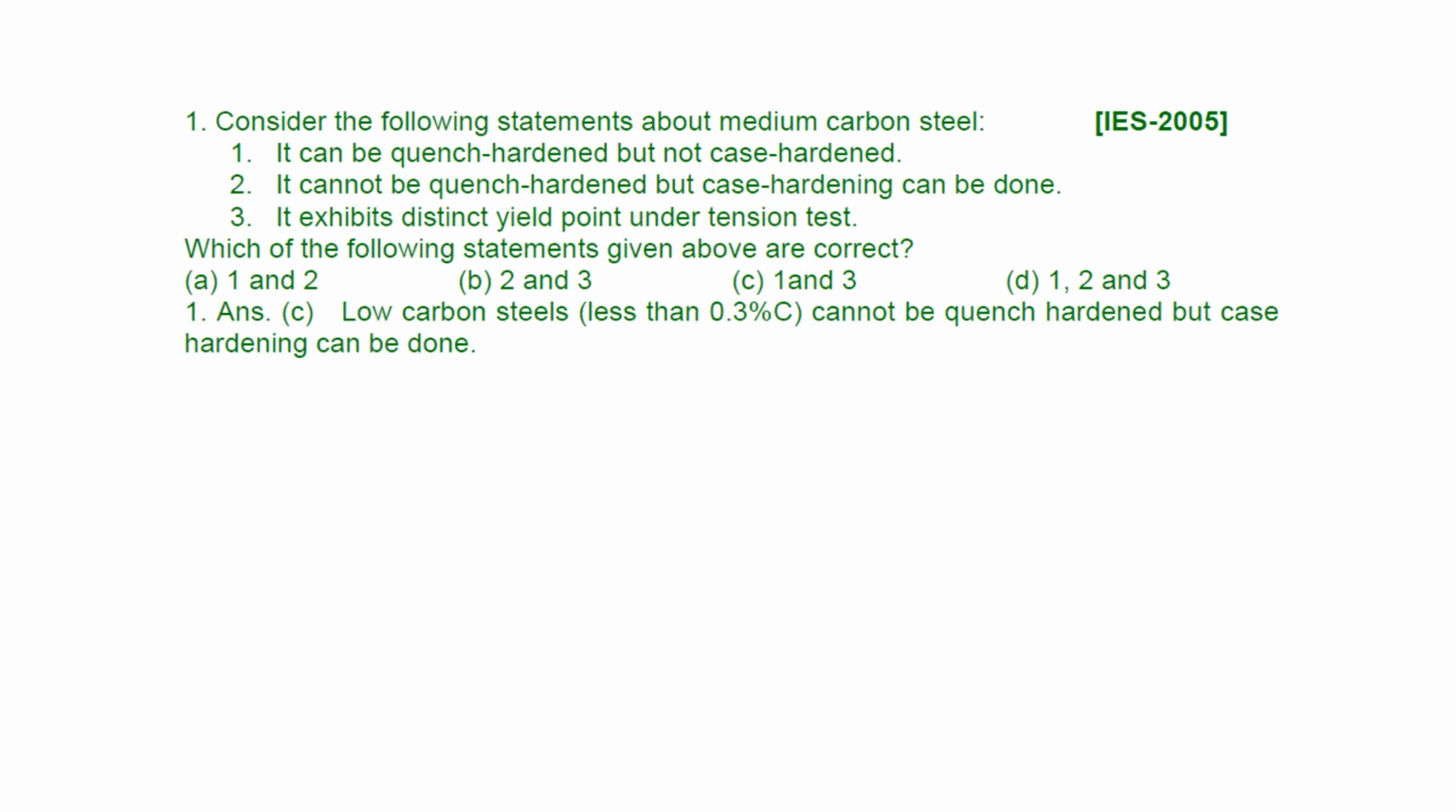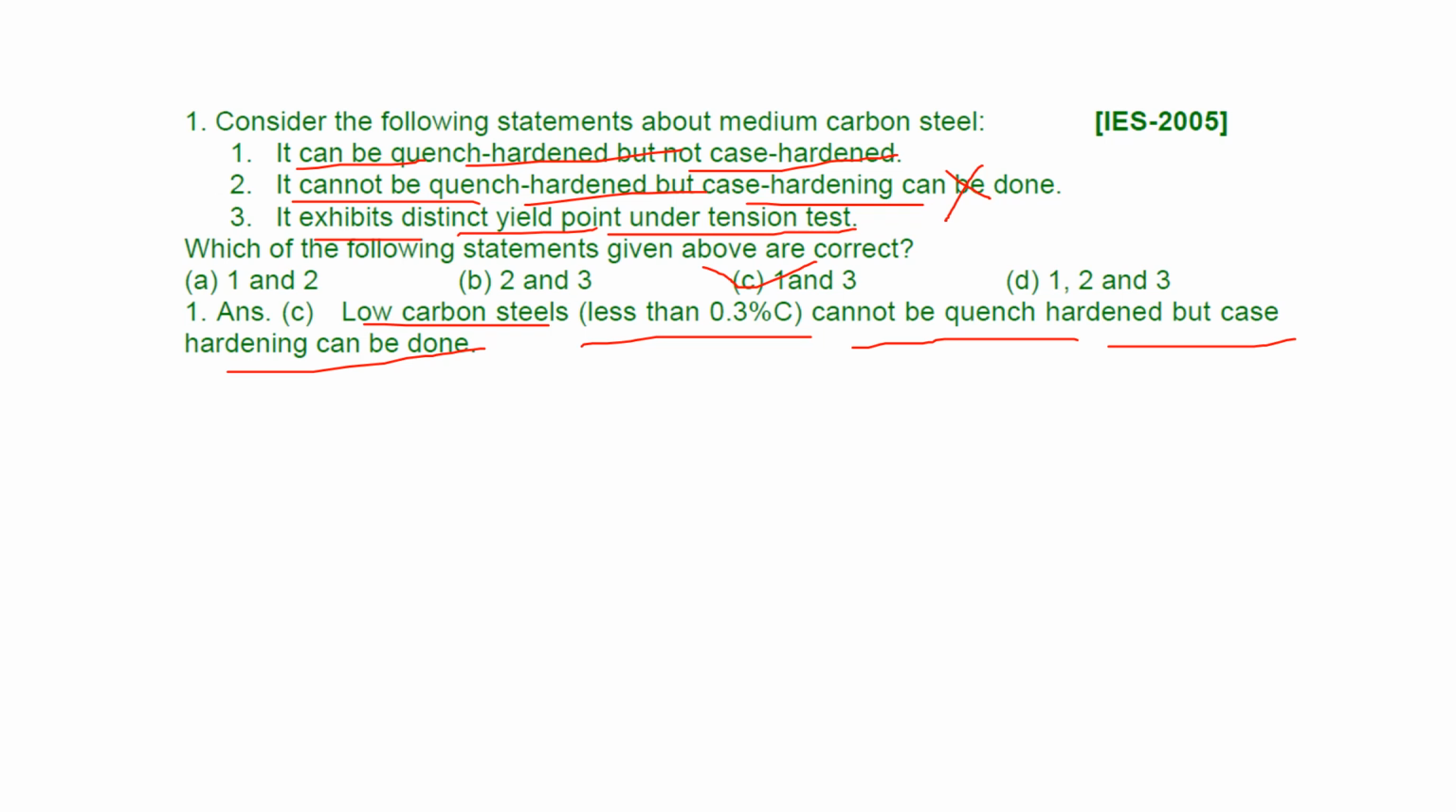Its answer is actually C. The second is wrong: it cannot be quenched, hardened, but case hardening can be done. This statement looks completely wrong. So its answer will be C. The first is: it can be quenched, hardened, but not case hardened. The third: it exhibits distinct yield points under tensile test. Here some explanation is given. Let's read that: low carbon steel, less than 0.3% carbon, cannot be quenched, hardened, but case hardening can be done. So its answer will be C.